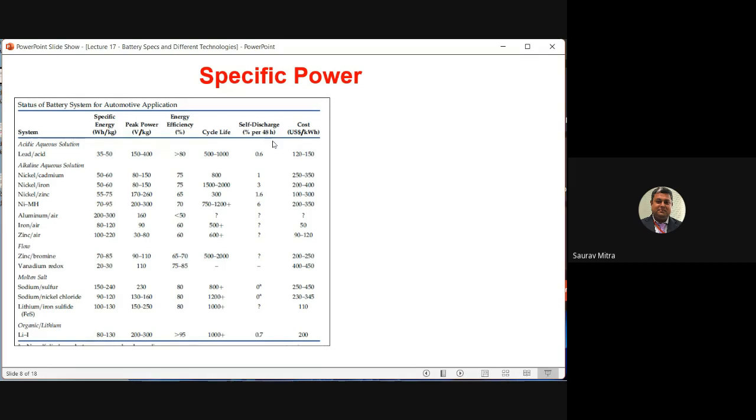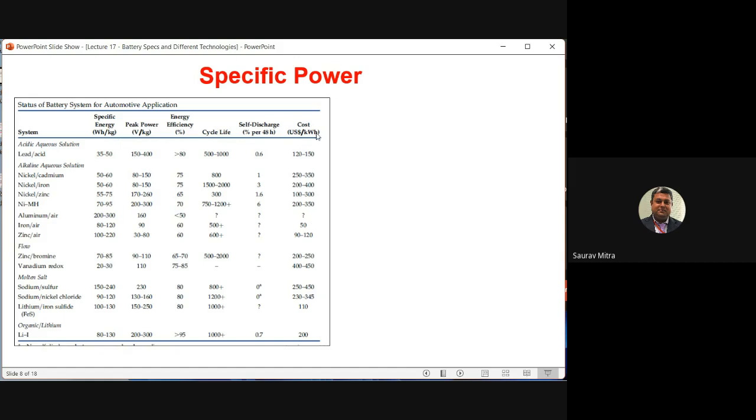Self discharge is given in percentage per 48 hours. That means if you just keep the battery idle, how much percentage of the battery voltage will reduce in 2 days, that is 48 hours. And cost in US dollars was 120 to 150 per kilowatt hour. If you are getting a bigger battery, it will have higher kilowatt hour. And I'm telling you that this is data for the year 2000. Nowadays things have changed quite a lot, so you have to find the cost in a new way.